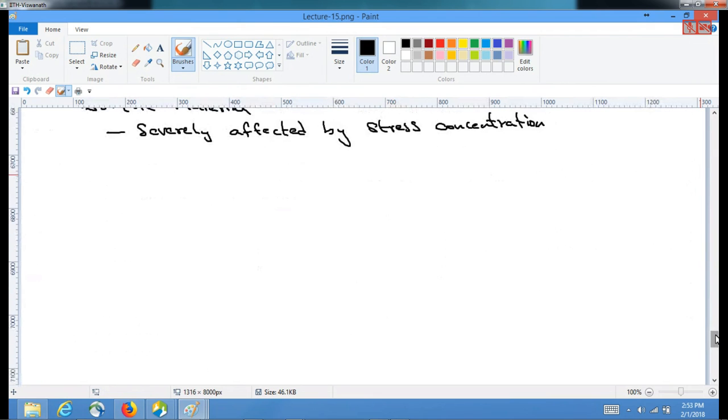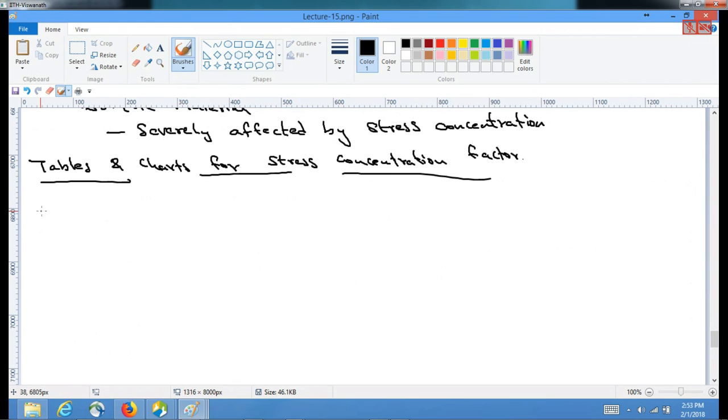So in order to do that, what I will do is I will give you some cases where we need tables and charts for stress concentration factors. So first one is flat plate with the hole.